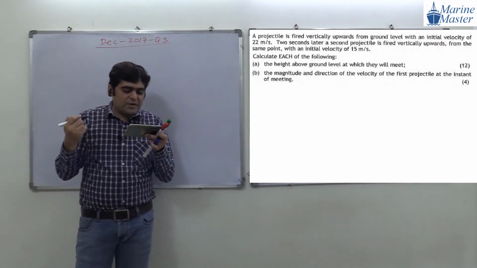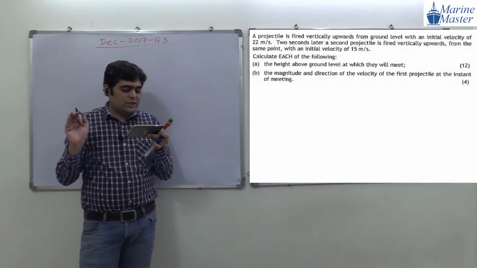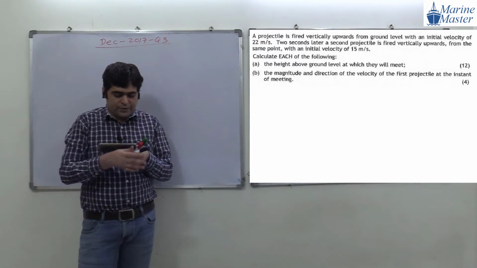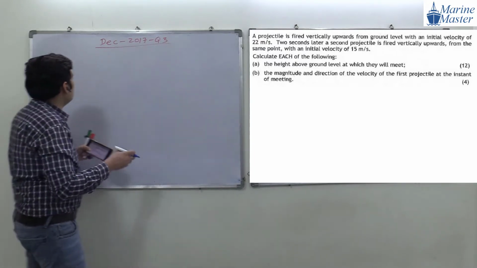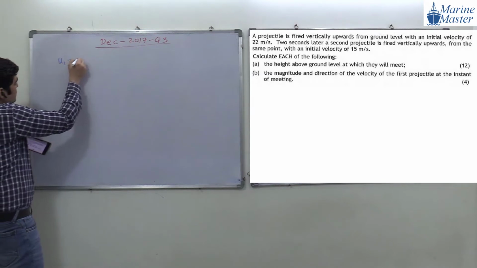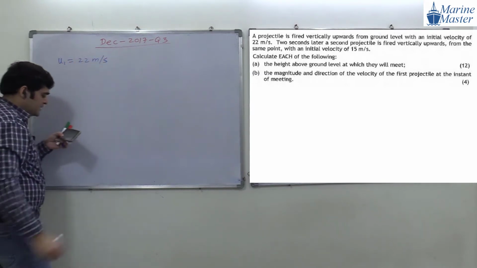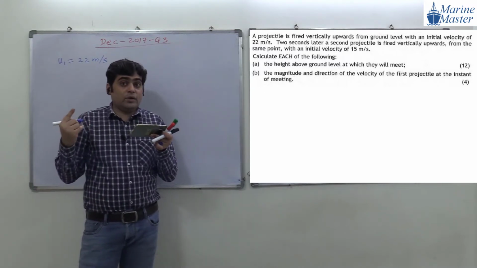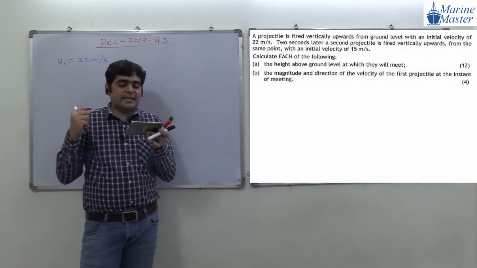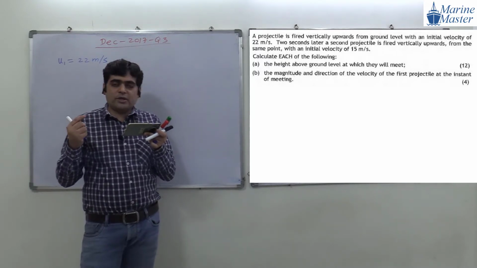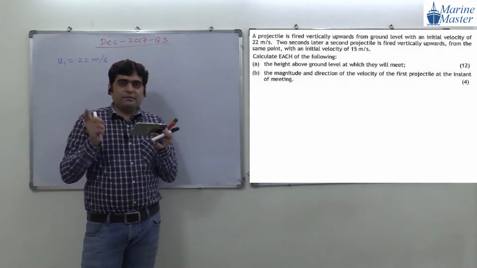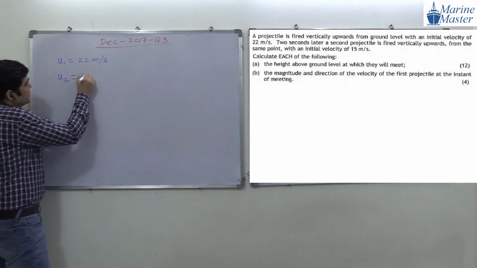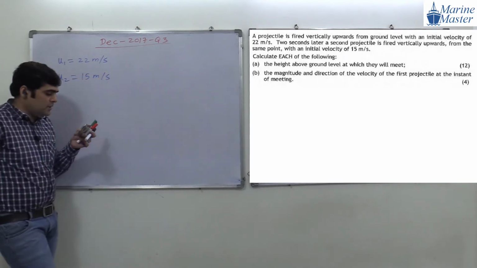They said a projectile is fired vertically upward from the ground with an initial velocity. So what is the initial velocity of the first projectile? U1 is how much? 22 meters per second. Two seconds later means after 2 seconds we are going to throw the second projectile from the same point with an initial velocity of how much? 15 meters per second. So the second projectile's initial velocity is 15 meters per second.